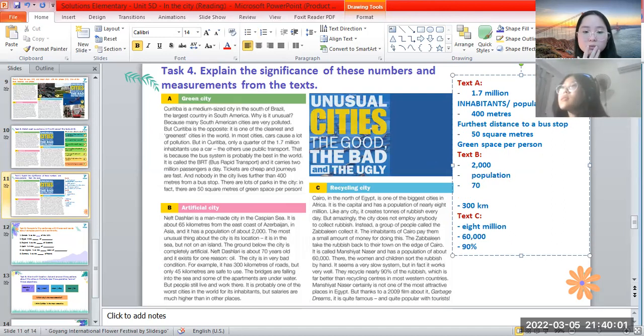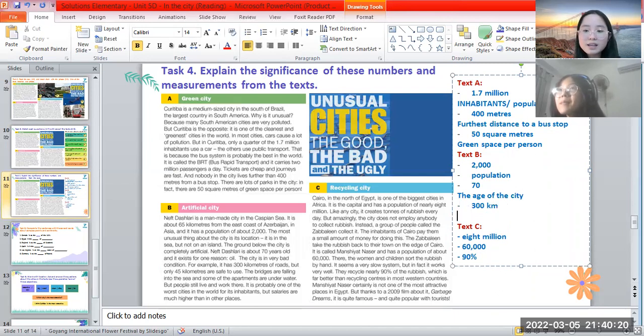70, what is it about? Years old. So we use the age. The age. We don't say the years old. The age of the city. How about 3 kilometers? About the road. Okay, this is the length of the road. The length of the roads in the city.